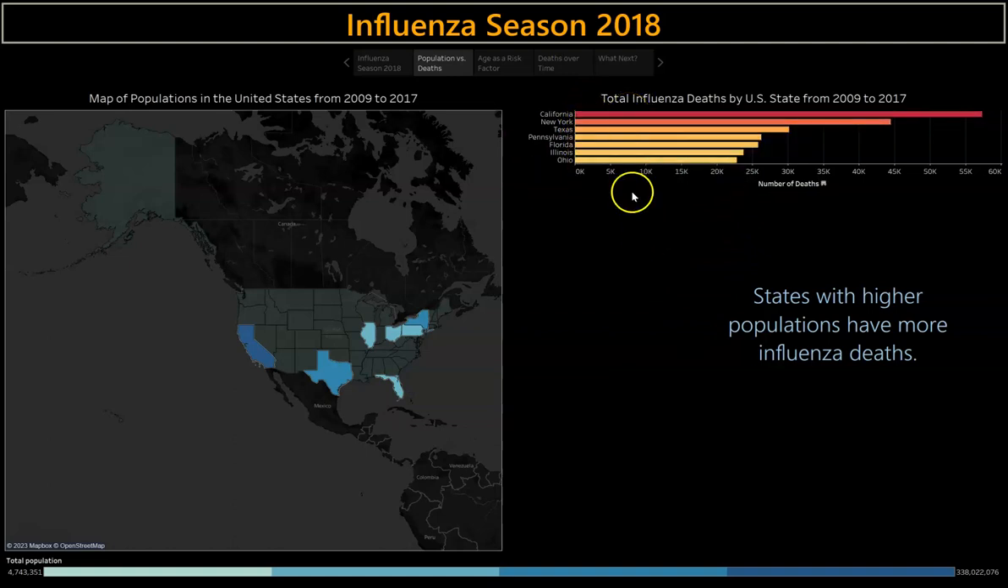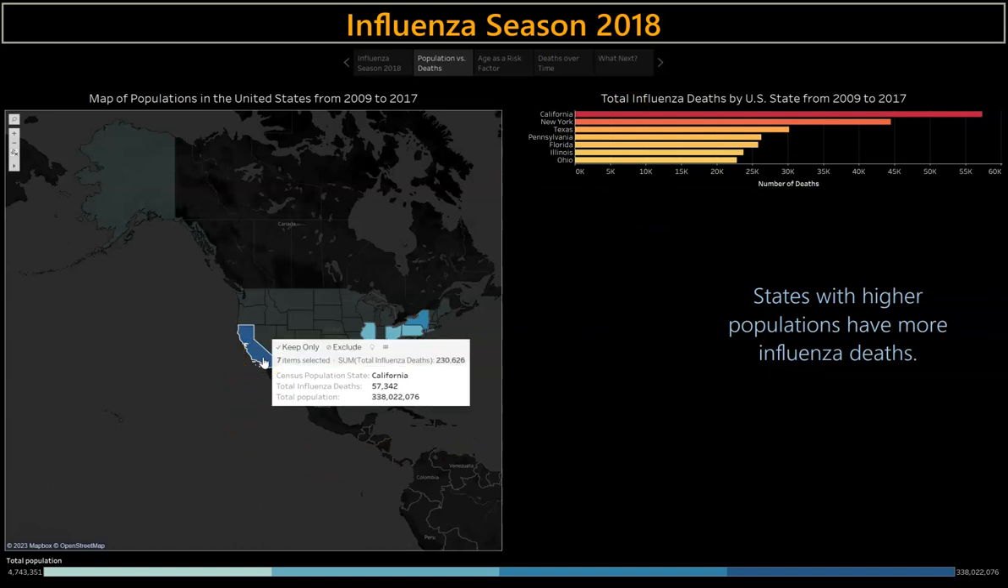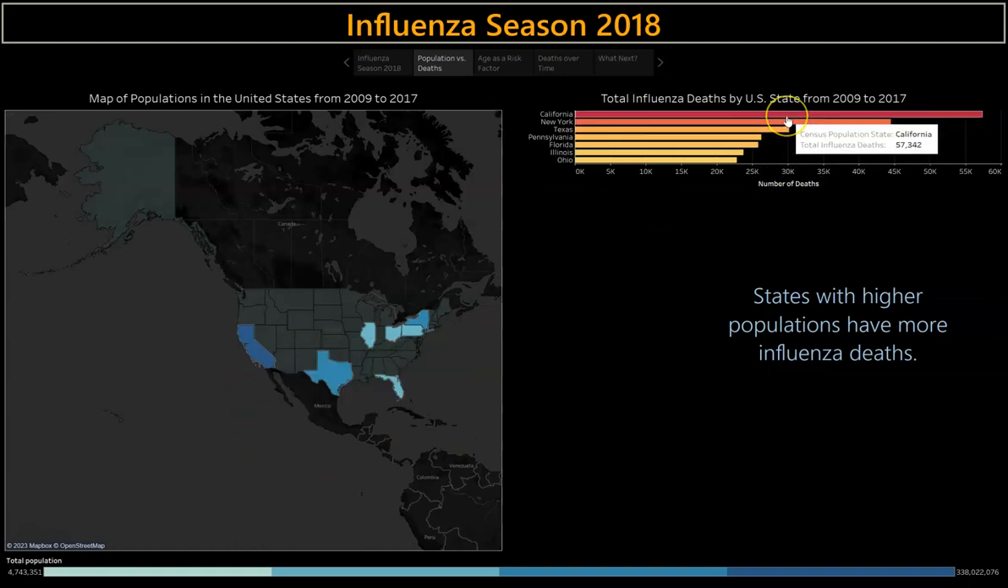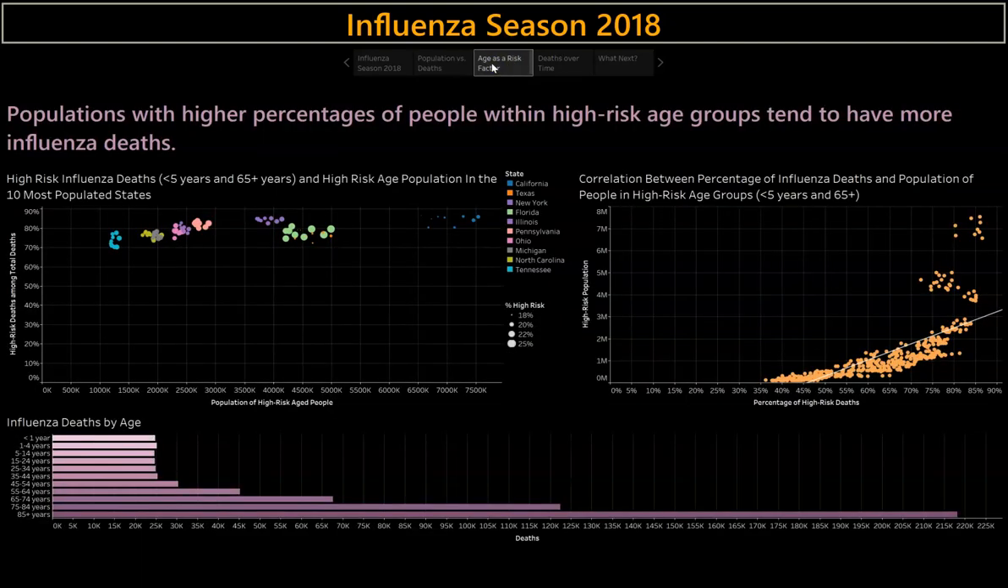California dwarfing the rest of them overall. You can see it has not only the highest population, but it also has the highest total deaths. So from that, we can determine that states with higher populations will have more influenza deaths overall. So what about age groups?